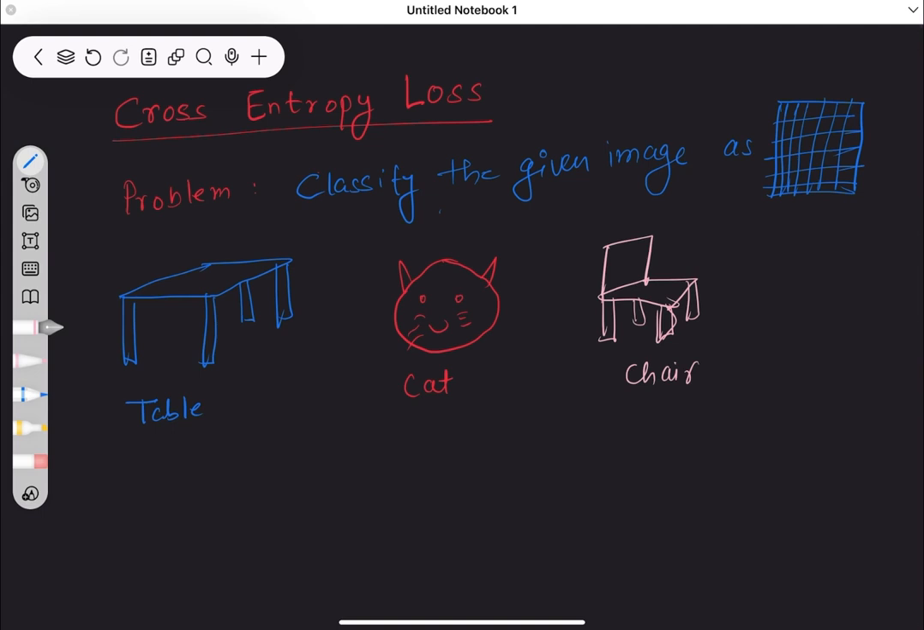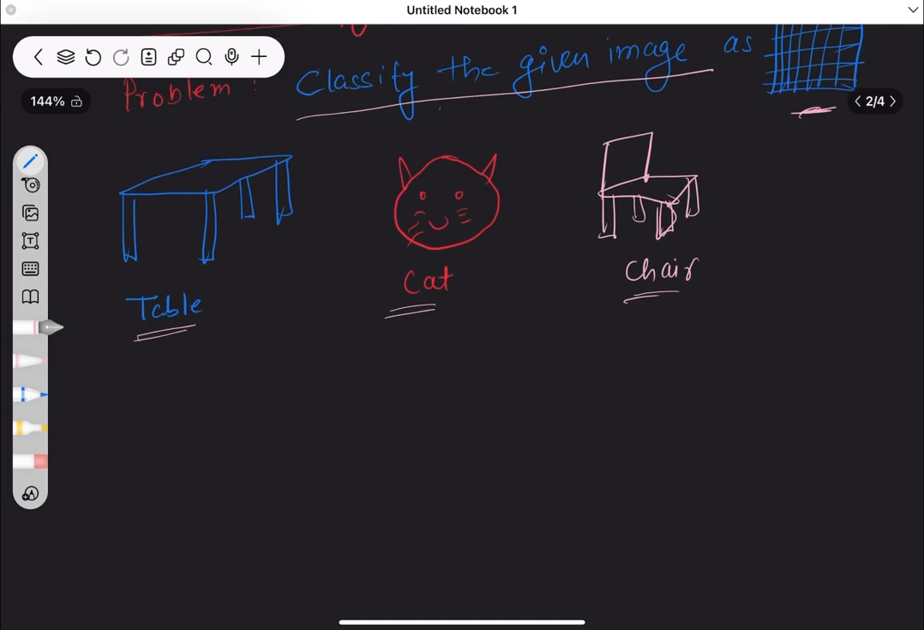So let us try to understand this via a problem, a multi-class classification problem here. The task is to classify a given image, which is basically a collection of pixelated values, into a table, a cat, or a chair. So we need to find the probability whether a given image belongs to one of the three classes, right? So the actual labels for a positive class will be defined as below.